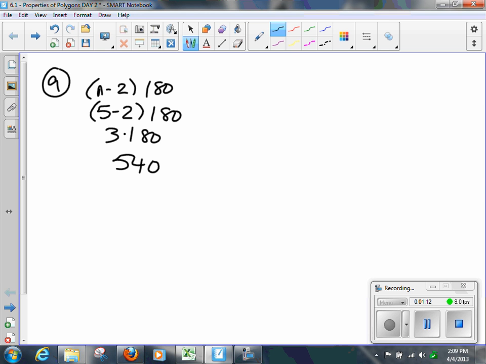4z plus 5z plus 3z plus 5z plus 3z equals how much? 540. Why 540? Because that's the sum of the interior angles of a pentagon. Something with 5 sides, 5 angles. So here we go. We got all these like terms.